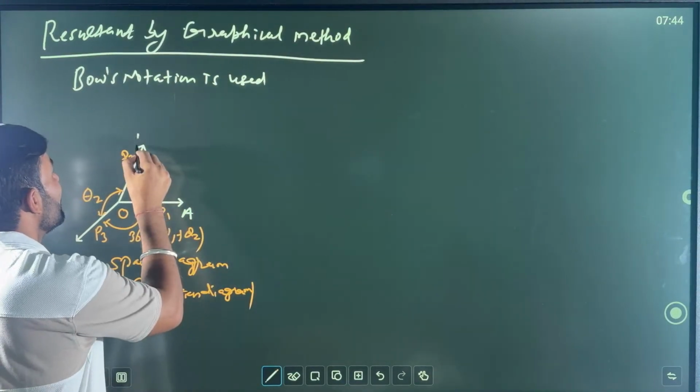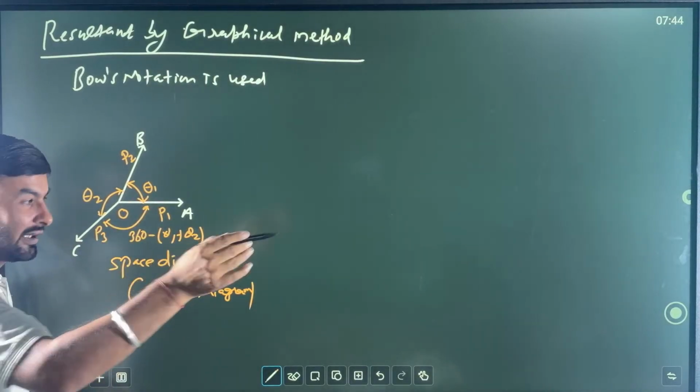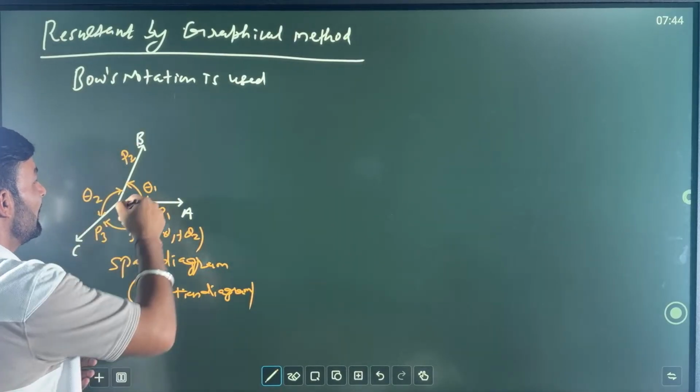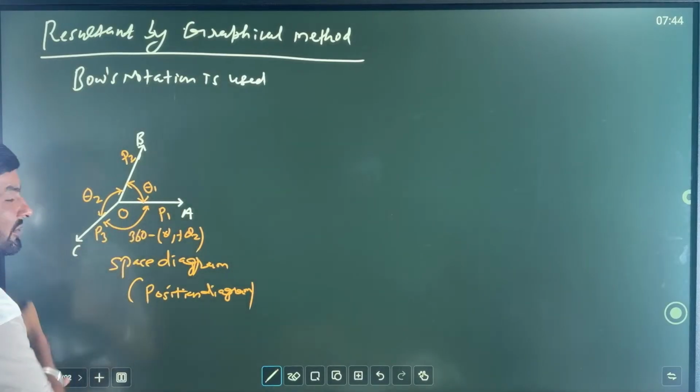Let this be point A, this is B point, and this is C point. So OA is the direction in which P1 is acting. The line of action of P2 is OB, and the line of action of P3 is OC.